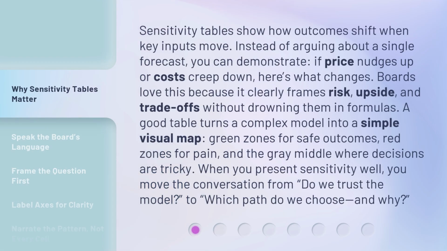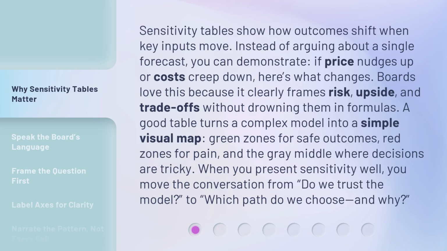Sensitivity tables show how outcomes shift when key inputs move. Instead of arguing about a single forecast, you can demonstrate, if price nudges up or costs creep down, here's what changes. Boards love this because it clearly frames risk, upside, and trade-offs without drowning them in formulas.